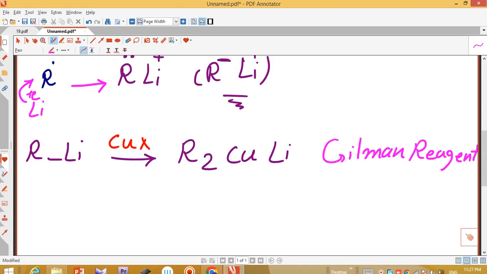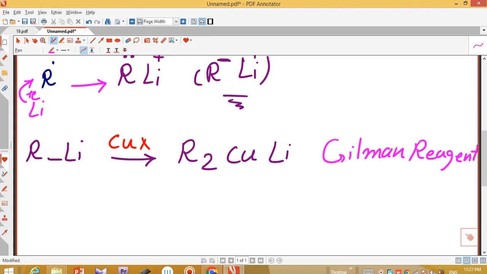Close your eyes and repeat with me: R2Cu lithium. And what is important in R2Cu lithium? R here is negative. R here is a carbanion. R here can be a nucleophile. R here can attack different substrates such as alkyl halides. Okay, so we understood everything about that.